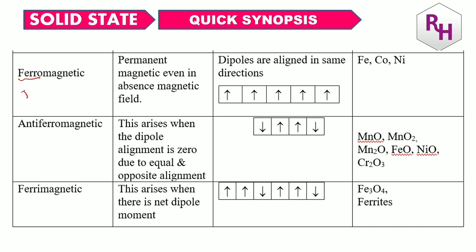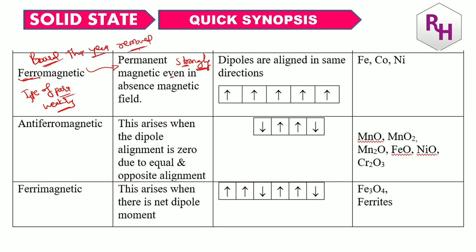Ferro is nothing but a type of para. The only difference is para is weakly attracted by the magnetic field, and ferro is a permanent magnet, hence it is strongly attracted by the magnetic field. Ferromagnetic substances are strongly attracted by the magnetic field. Now this is removed from the board syllabus this year. Remember, this year it is removed.